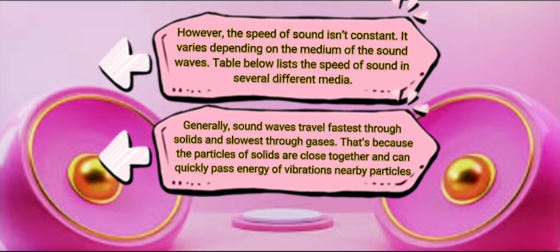The table below lists the speed of sound in several different media. Generally, sound waves travel fastest through solids and slowest through gases. That's because the particles of solids are close together and can quickly pass the energy of vibrations to nearby particles.